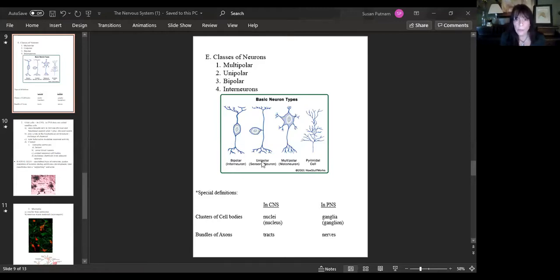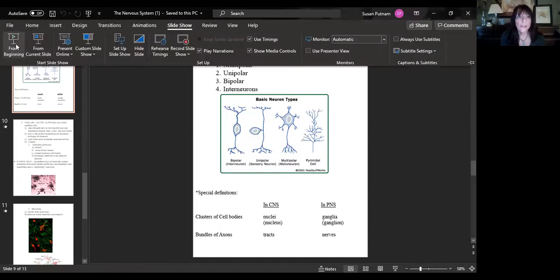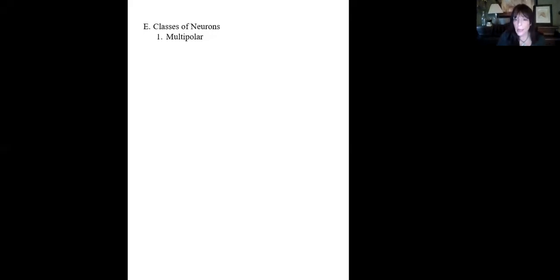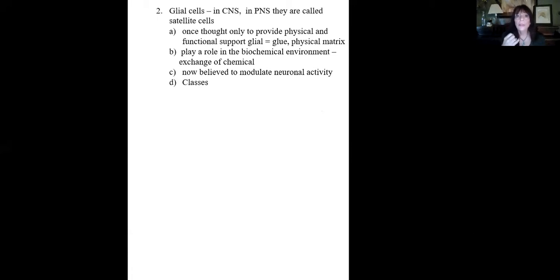And I gave you some examples here of the basic neuron types, also those special definitions of clusters of cell bodies in the CNS versus the PNS, and also those bundles of axons that necessarily follow from those cell bodies, and that their names differ in the CNS from the PNS. So let's move on to the next page here, and we will go to glial cells.